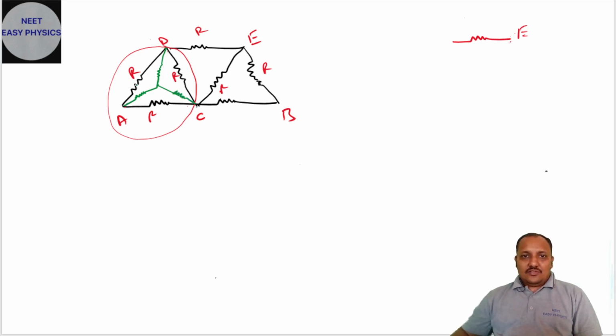Correct? Now we can remove these. Now what is each value here? Each value is R by 3. This is also R by 3. This is also R by 3. Now this one is also the same. We can do it. Correct? Now if you change this one like this.